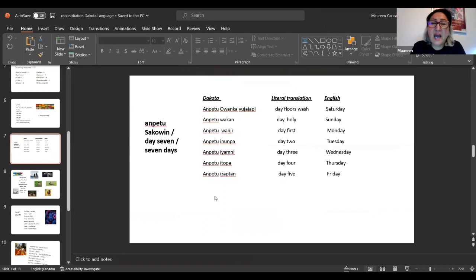Empetu izapta, izapta. The I sounds like a long E, remember? Izapta. The N has a little tail, it comes from your nose, a nasalized N. The N in empetu is nasalized too. Empetu izapta. Okay, so that's Friday.